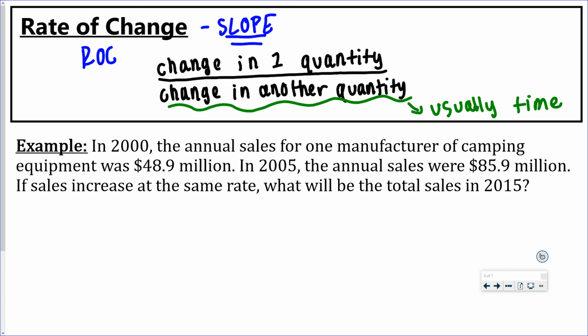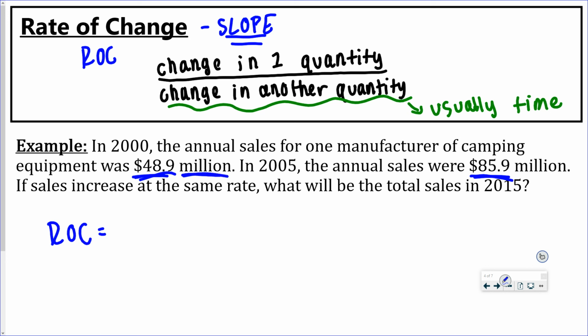Okay. So I see I have a change in two quantities. I have a change in the amount of money, and I have a change in time. My change in my sales, let's write this as a rate of change, would be the difference of what the sales were in 2005 and what they were in the year 2000.